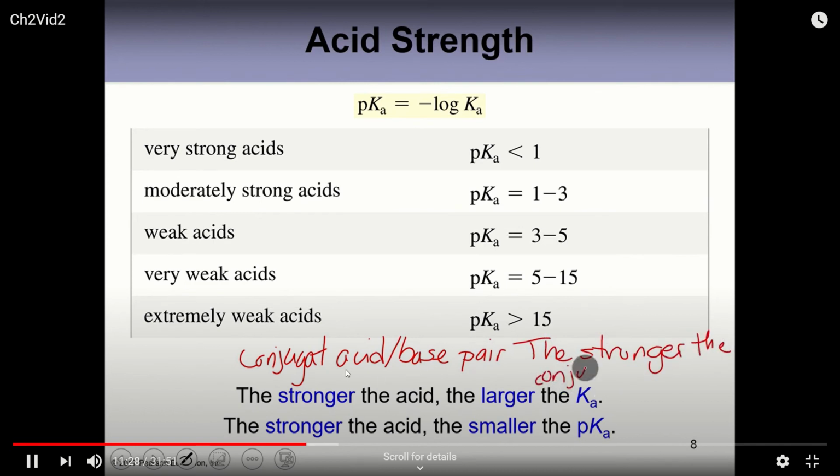And remember your rules about conjugate acid-base pairs and your rules about acids and bases. The stronger the conjugate acid, the weaker the conjugate base. That is a very important rule, and many of you remember it from Gen Chem. The stronger the conjugate acid, the weaker the conjugate base.